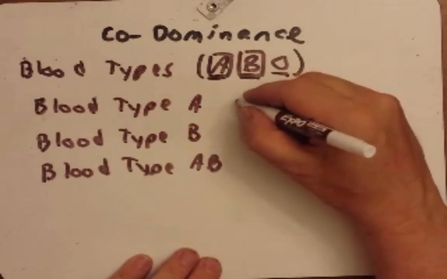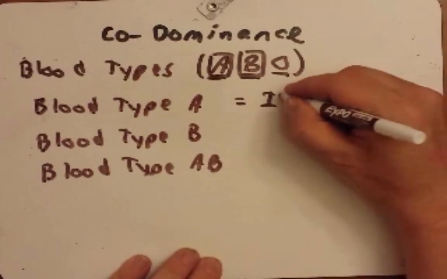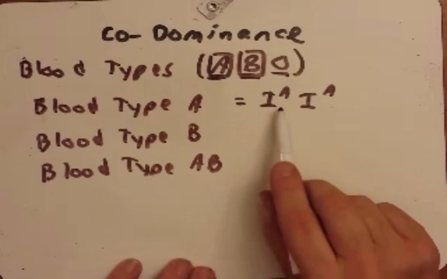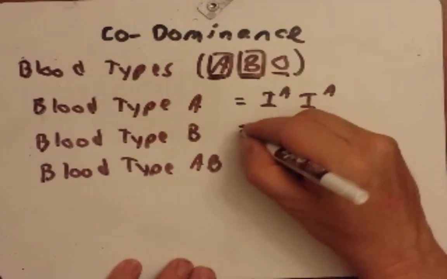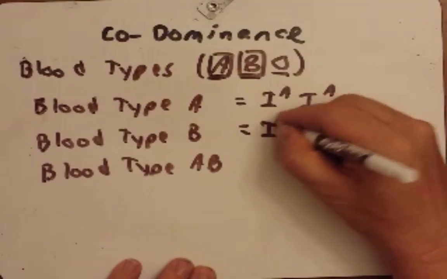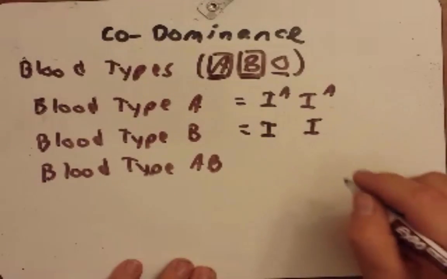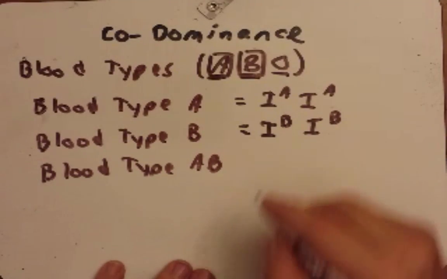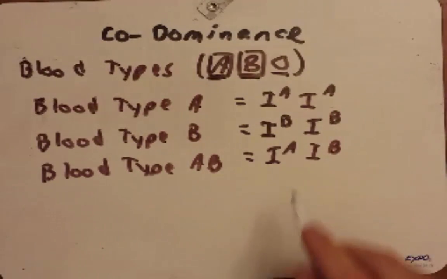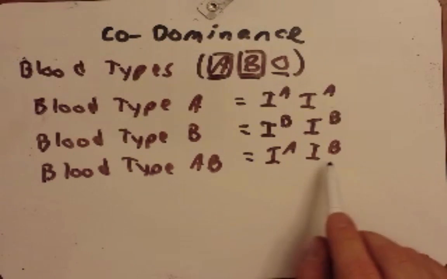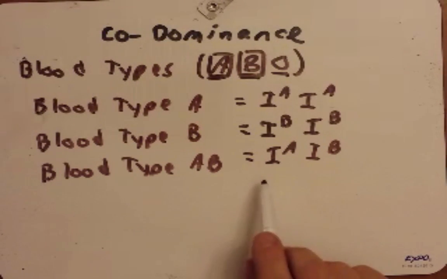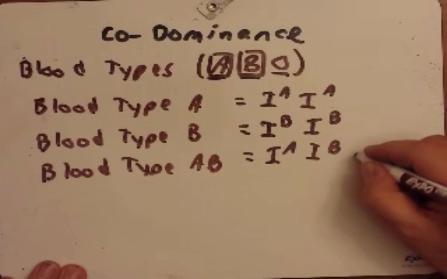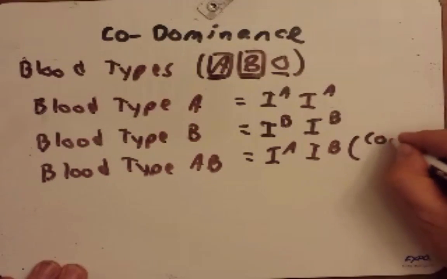Somebody with blood type A, their genotype is this. It's the same gene, but it's the allele A. Just like somebody who's blood type B still has the same gene, but it's a different allele. It's the B form of it. Somebody who is heterozygous has the gene IA and IB, and their phenotype is blood type AB. And this is the example of codominance.